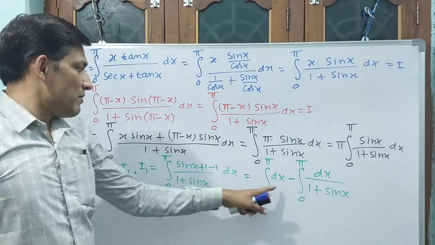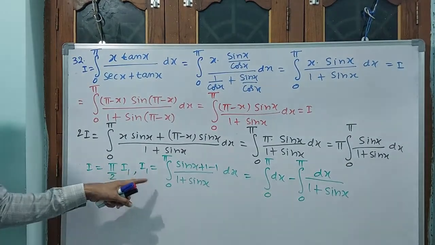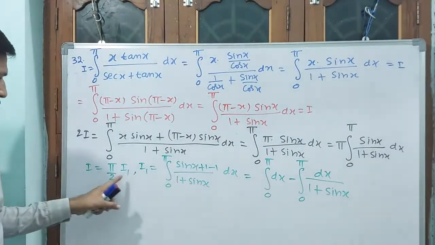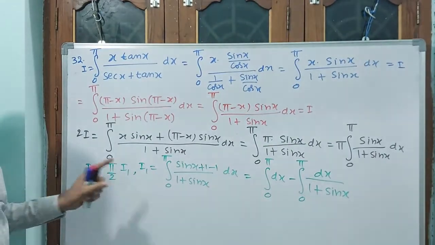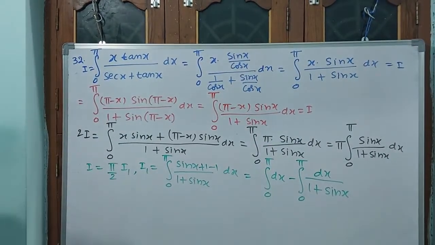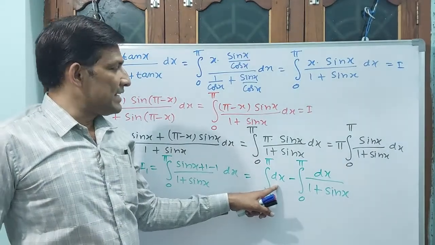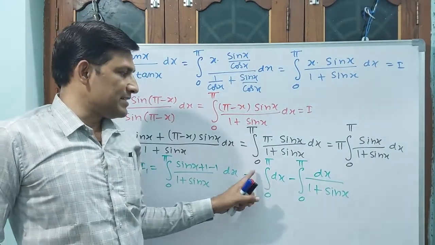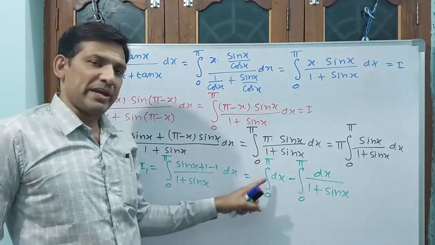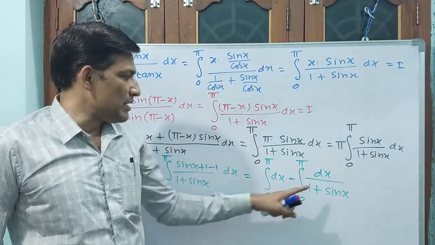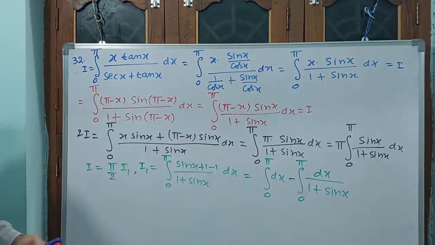Now this value you know very well. We are doing I1 now. After getting the answer for I1, you have to substitute in I is equal to pi by 2 into I1. Okay? See, this will come directly: integral dx is x, and you substitute pi minus 0, so pi only will come. But how to convert this?